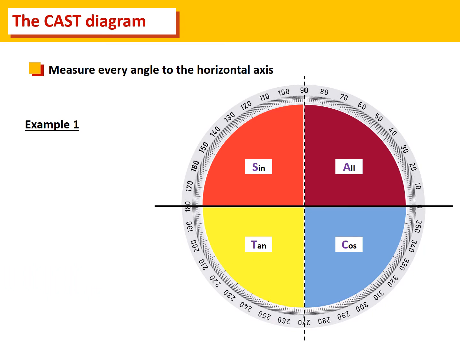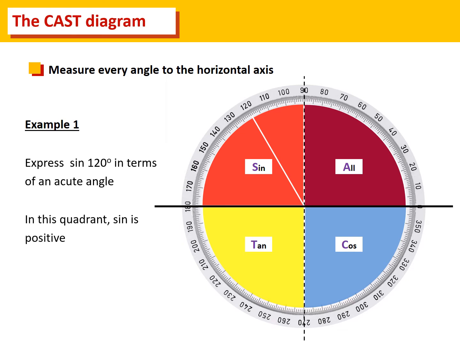So let's see how we actually use the diagram. Here's example number 1. Express sine 120 degrees in terms of an acute angle. Well, there's 120 degrees on the CAST diagram, and in that quadrant only the sine is positive. So sine 120 degrees is positive.